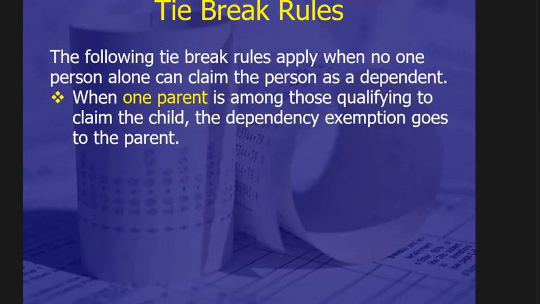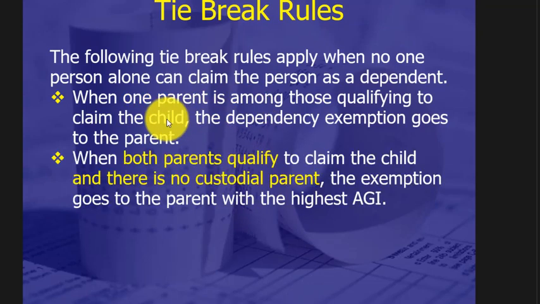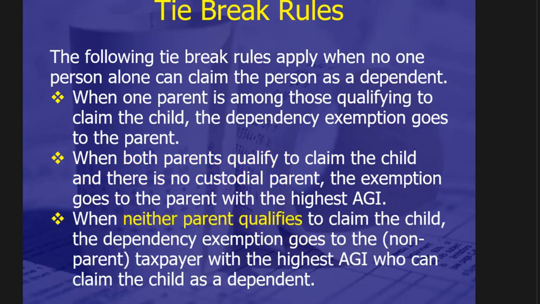If there's a tie-breaker, parents always win if it's between a parent and a non-parent. If both parents qualify and there's no custodial parent, meaning they both have equal joint custody, the exemption goes to the parent with the highest AGI. If neither parent qualifies to claim the child, it goes to the non-parent taxpayer with the highest AGI.